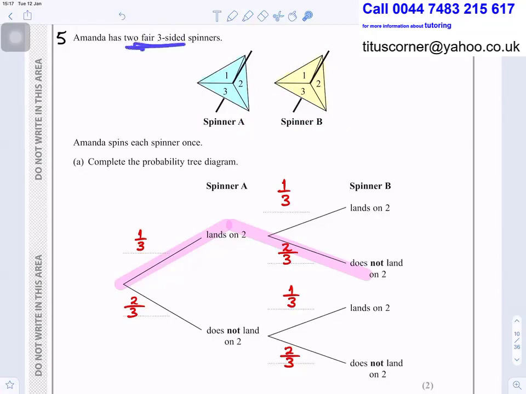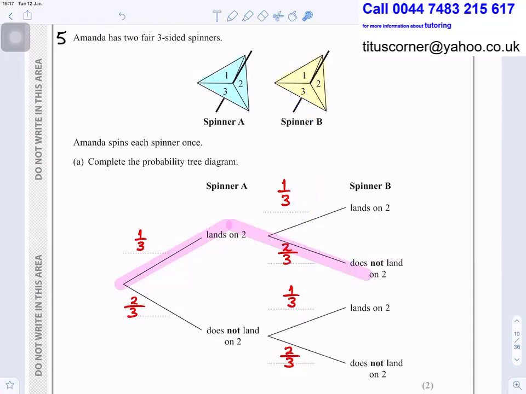It's fair. So the probability that it lands on 2 for spinner A is 1 out of 3, because there's one of them out of 3. And then the probability that it does not land on 2 is 2 out of 3, because there are 2 numbers that are not 2, 1 or 3. So it's 2 out of 3. You go to spinner B. The probability that it lands on 2 is 1 out of 3. The probability that it does not land on 2 is 2 chances, 2 out of 3.